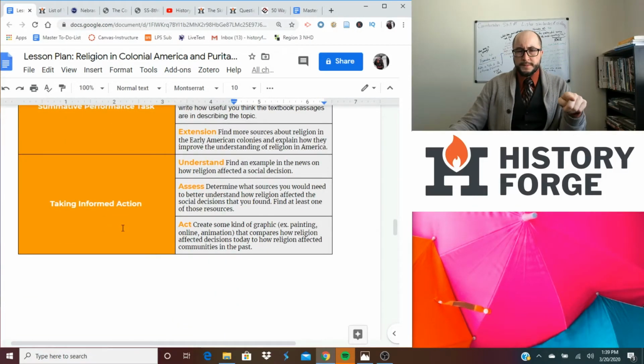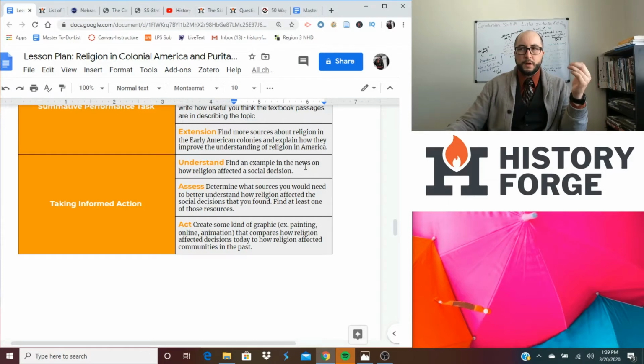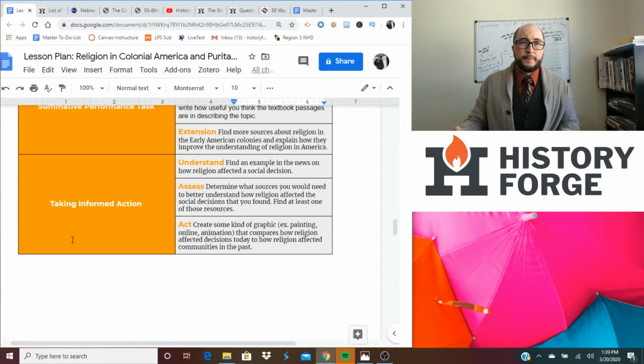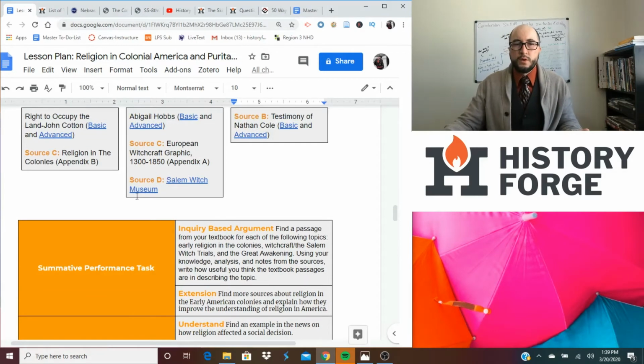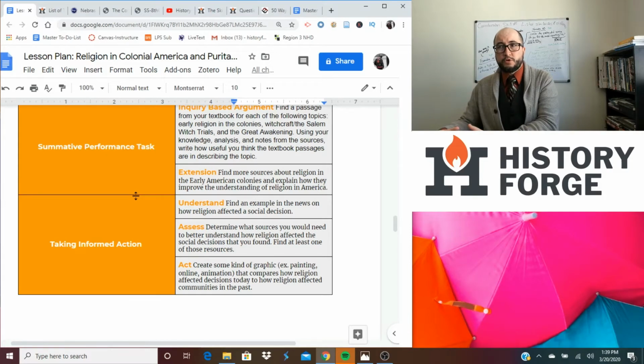Next one, taking informed action. So we've got understand, assess, and act, and these go from basic to more advanced. Actually doing informed action could be seen as another way of mastering a skill, or just one more piece of evidence that they are mastering it. Writing about these things is cool, but hopefully students are seeing a lot of connections between religion, society, and decisions, and if they can take that information and apply it to something else and start creating some solutions or some guidance, that could be really worthwhile.